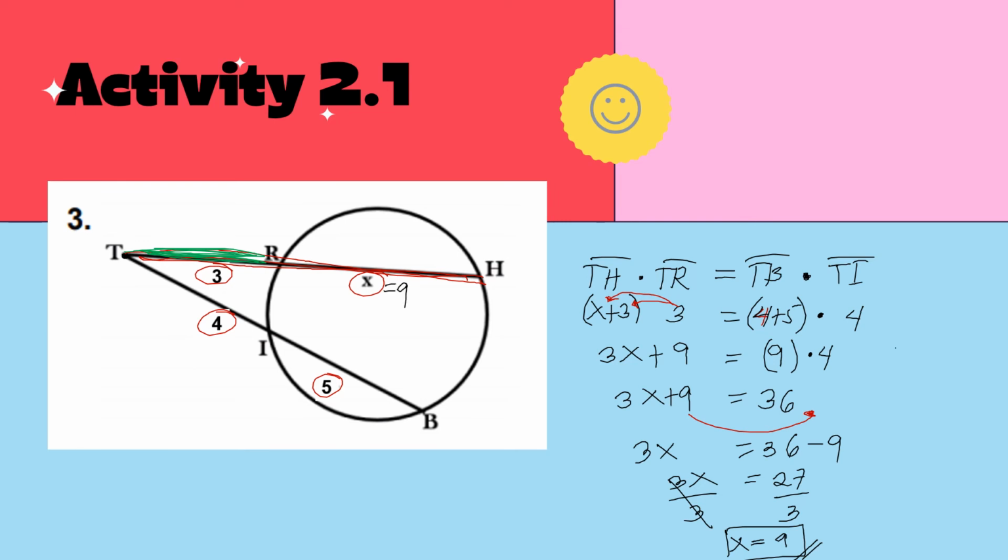Yan. Check natin kung tama. Kung 9 yan, ibig sabihin, ang buong TH ay 3 plus 9, 12. 12 times 3 times 3 is 36. Dito naman sa kabila, TB, 4 plus 5 is 9. 9 times 4 is also 36. Okay. Next, number 4.